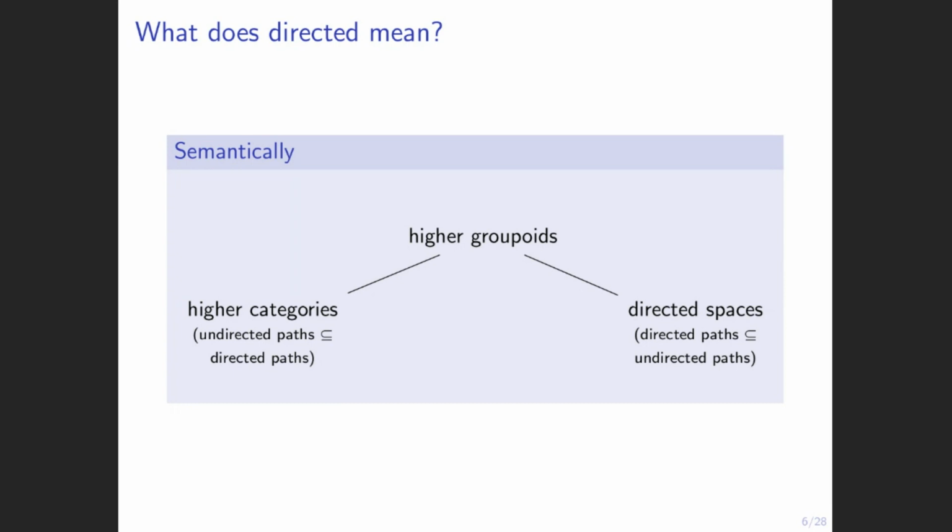So there are two. I just want to make the point that it's not just higher category theory that we're targeting, but other mathematical theories of directed things.